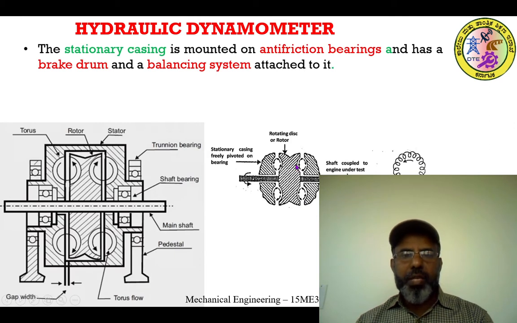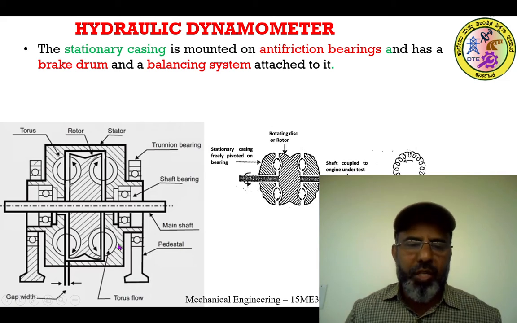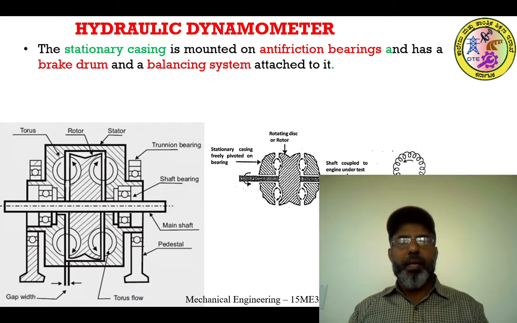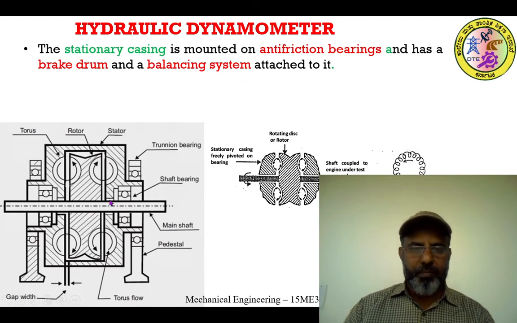And the stationary casing, if you see here, is mounted on the anti-friction bearing. This is one anti-friction bearing. This is the second anti-friction bearing. The stationary casing or the stator is mounted on the anti-friction bearings, and it has a brake drum and a balancing system attached to it, but it is not shown in the sketch. Brake drum and balancing system is attached to the stationary casing.